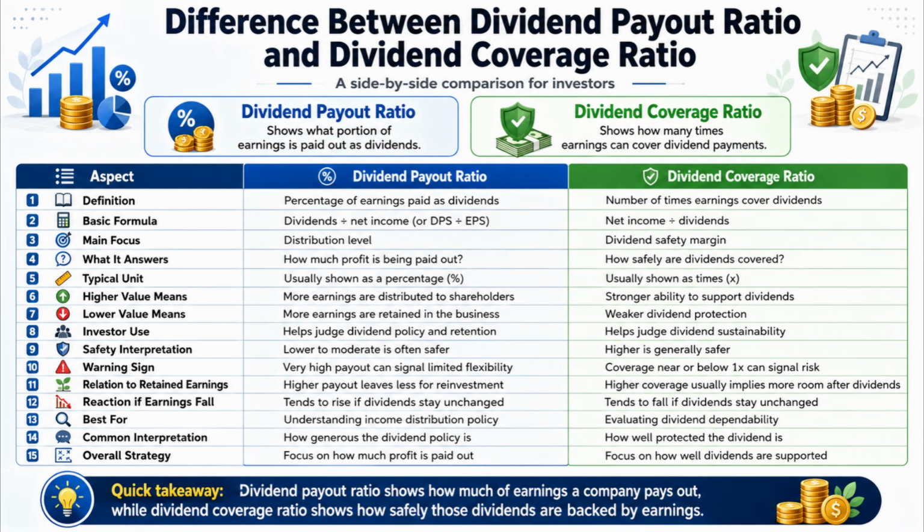Number 13. Dividend payout ratio is best for understanding income distribution policy, whereas dividend coverage ratio is best for evaluating dividend dependability. Number 14. Dividend payout ratio is commonly interpreted as showing how generous the company's dividend policy is, whereas dividend coverage ratio is commonly interpreted as showing how well protected the dividend is. Number 15. Dividend payout ratio mainly focuses on how much profit is paid out, whereas dividend coverage ratio mainly focuses on how well dividends are supported by earnings.